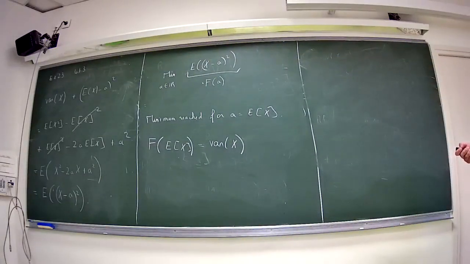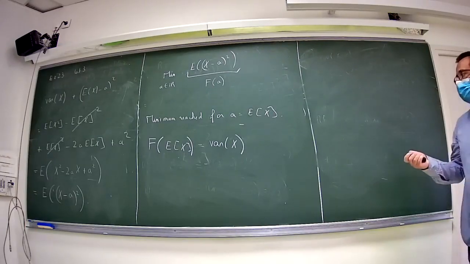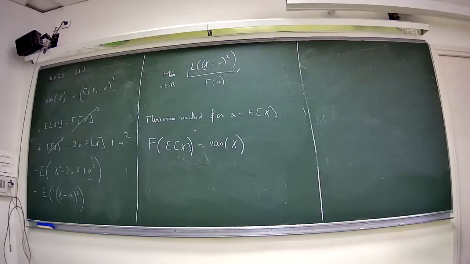F here. It's just the value of the function at its minimum. That is the variance. Okay? I just define capital F as this mapping, the one that I want to minimize. It is minimized at this point, and the value at the minimum is the variance.